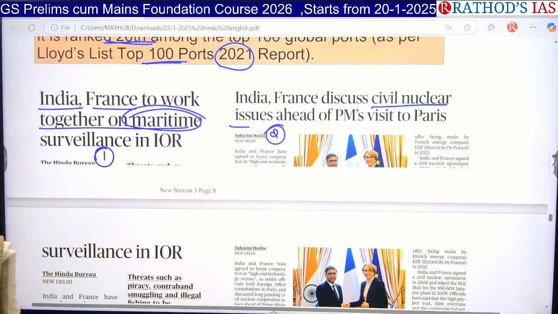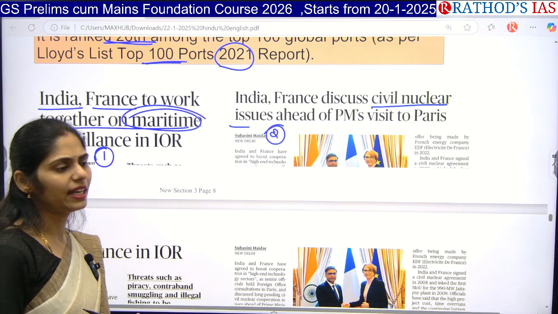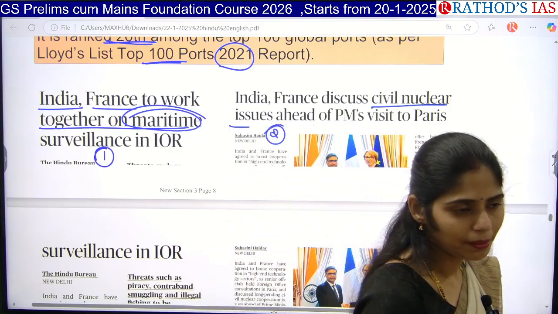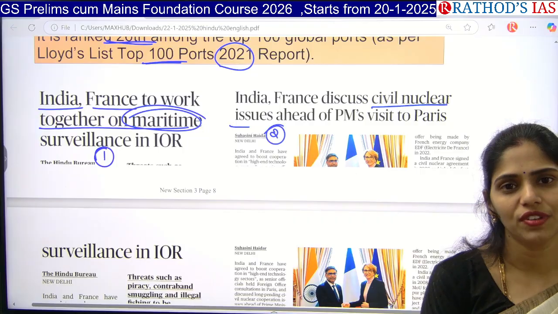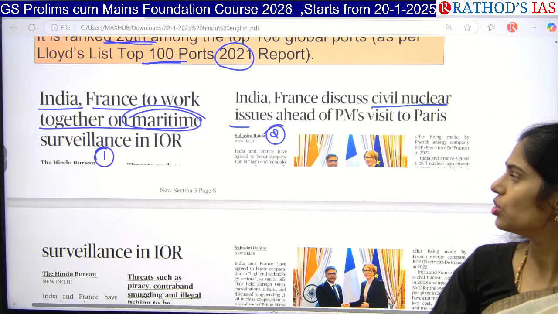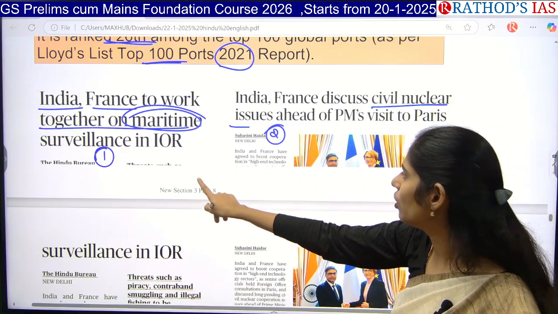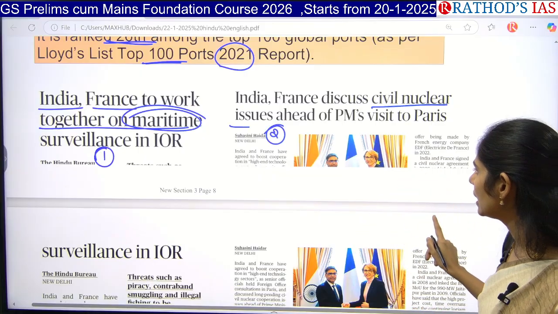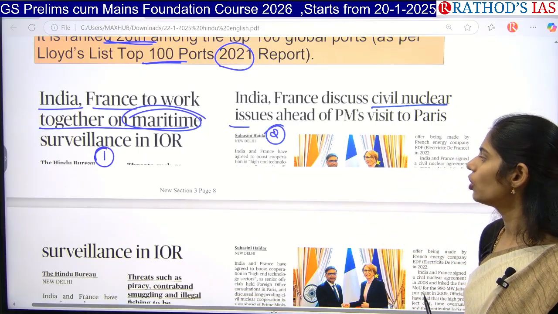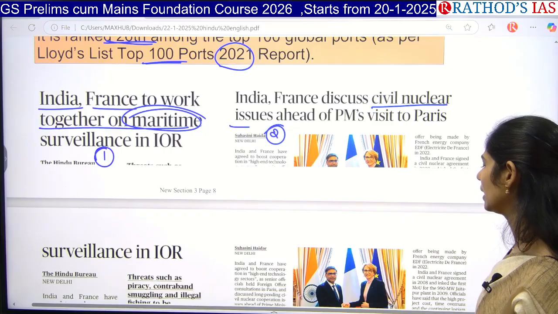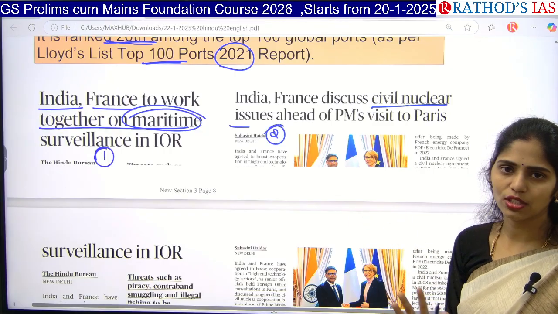If you connect with the recent current affairs that we studied, nine countries' navies are doing a multilateral exercise in the Indo-Pacific region, right? What is that exercise name? That is La Perouse. So from that point of view, here we are focusing on improving maritime surveillance. And the second area is that we are also going to boost cooperation on high-end technologies in the nuclear sector. So these are the two important things that you have to see.